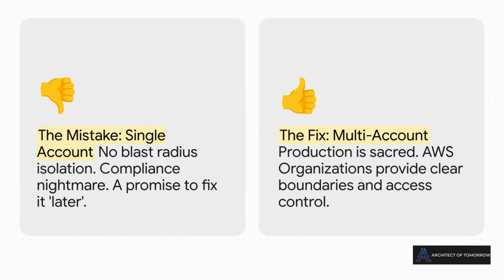So on the left, you see the chaos of that single account. There's no isolation, so a mistake in dev can bring down everything. Audits are a complete nightmare. And you always hear that famous last line, we'll split it up later, which, let's be honest, never happens until there's a crisis. The fix, over on the right, is a structured multi-account strategy using tools like AWS Organizations. You treat production as sacred. It's totally isolated with clear boundaries, clear access. It's the only way to go.